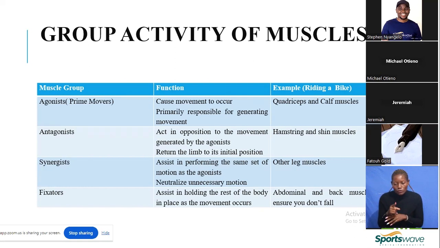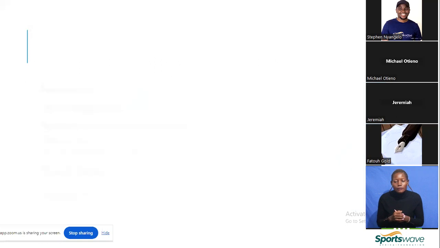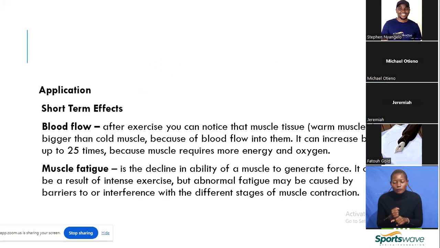You want that movement to be controlled, so you must have an agonist and an antagonist. You want stability, so you must have a synergist and a fixator. It's another very interesting phenomenon in the way the muscles operate. Muscles are very key because contraction is what produces movement.